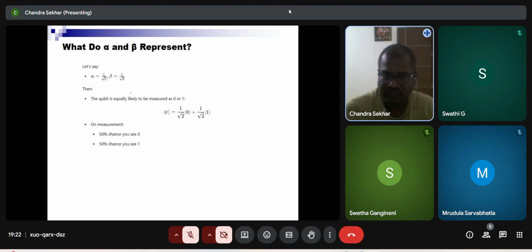Now see here, alpha and beta can be 1 by root 2. This is equal probability for alpha and beta, and what is the condition? Alpha square plus beta square equal to 1. When we square it, it becomes 1 by 2 plus 1 by 2 equal to 1, satisfying the condition. This is alpha and this is beta. So the condition is satisfied, which means you are using an equal amount of this and this to create a variable.